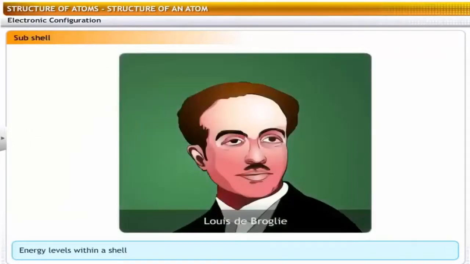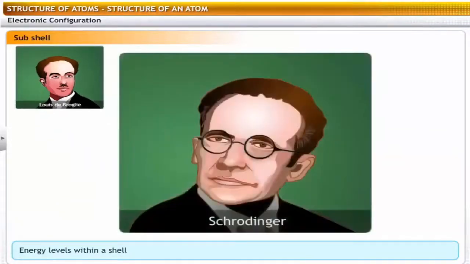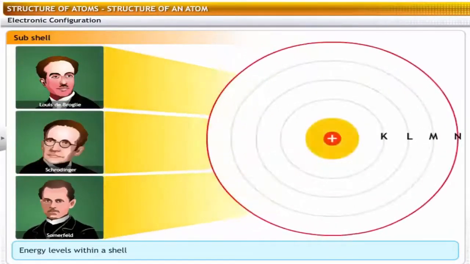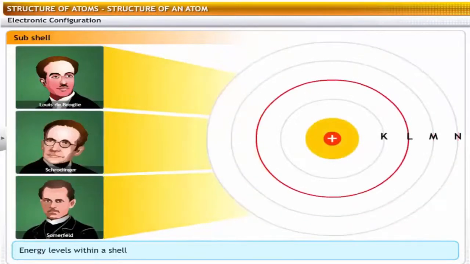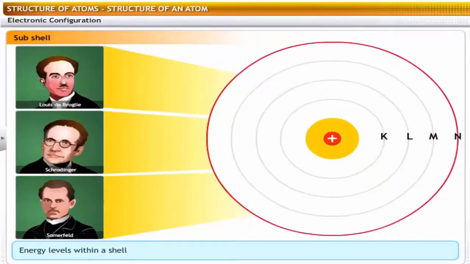After a series of experiments and a detailed study by scientists like Louis de Broglie, Schrödinger, Sommerfeld, etc., it was proved that shells have energy levels within them called subshells. These subshells are S, P, D, and F. Electrons are distributed in these subshells.